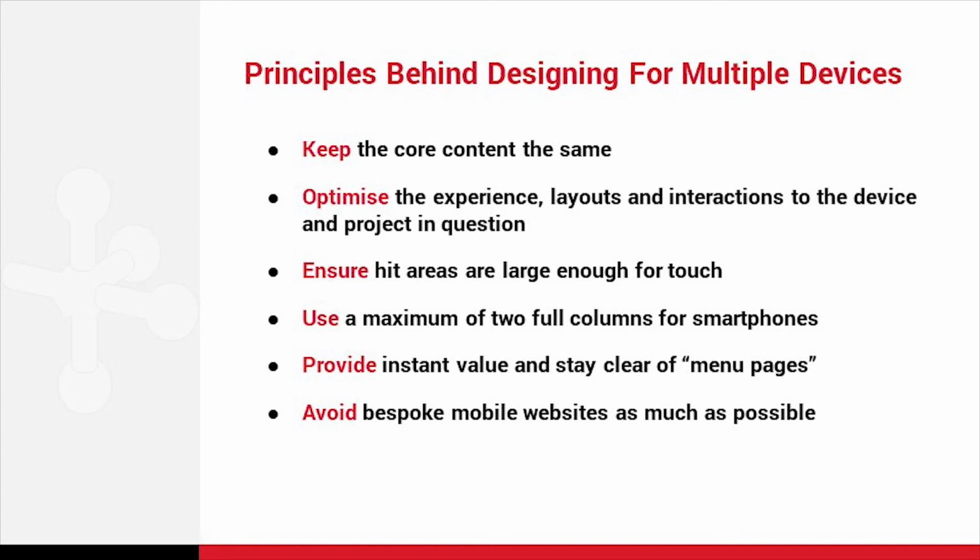When it comes to touch, make sure that hit areas are large enough, and that goes for desktops and laptops as well. So it's not just for mobile devices such as tablets and smartphones where touch is important. Use a maximum of 2 columns when it comes to smartphones, and make sure they provide instant value and stay clear of menu pages. This is specifically the case for apps. So try to deliver someone straight into the experience. Think about delivering straight into Facebook's newsfeed, for example. And then in general, avoid bespoke mobile websites as much as possible. It means that you need to maintain different code bases and different content, and that generally means that something is going to have to give.